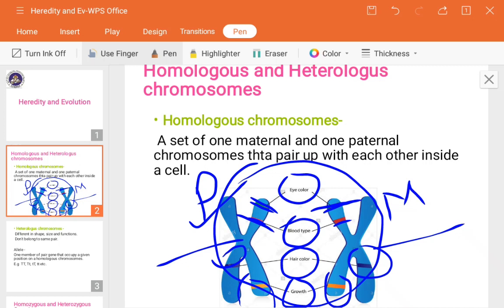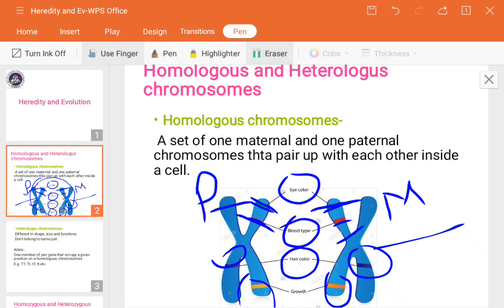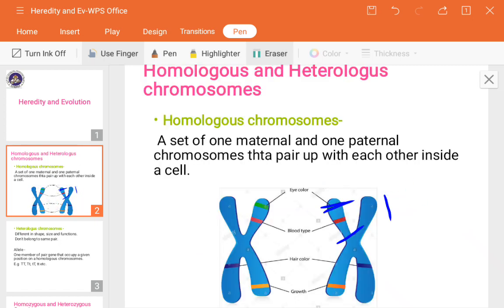So they do not belong to the same pair. Not belonging to each other means their corresponding genes will not be present at the corresponding positions. Means if the growth gene is present here, then maybe a different gene is present there. It is not corresponding, is it? So likewise the heterologous and homologous chromosomes are like this.